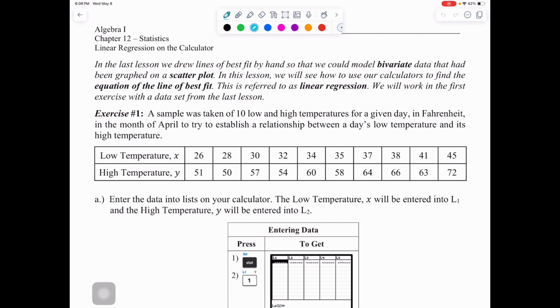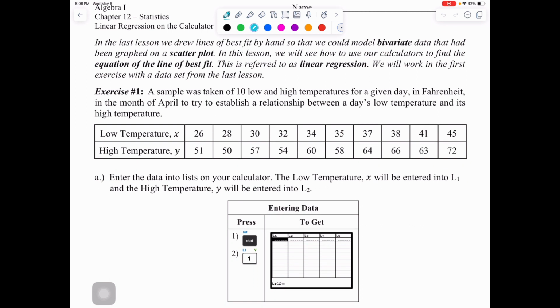So we're going to use the same data set as the previous lesson. A sample was taken of 10 low and high temperatures for a given day in Fahrenheit in the month of April to try to establish a relationship between a day's low temperature and its high temperature. So remember, X was low temperature, Y was high temperature. Today, in this beginning part, we're going to take that same set of data that we did by hand previously and do it on the calculator.